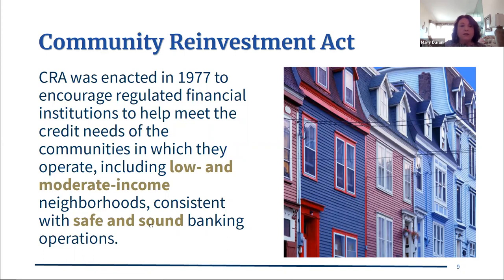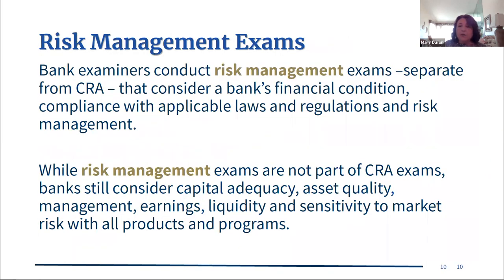The Community Reinvestment Act was enacted in 1977 to encourage regulated financial institutions to help meet the credit needs of the communities they serve, including low and moderate income neighborhoods, consistent with safe and sound banking operations. Bank examiners conduct two exams. One is a risk management exam, which looks at the financial condition of each institution. In addition, they have a compliance examination that looks at how banks comply with all the consumer protection laws, including the Community Reinvestment Act.